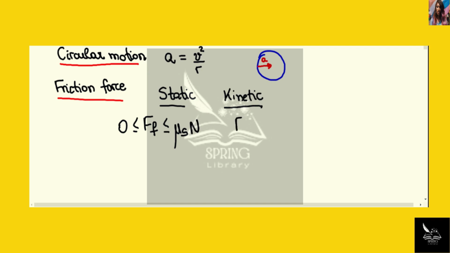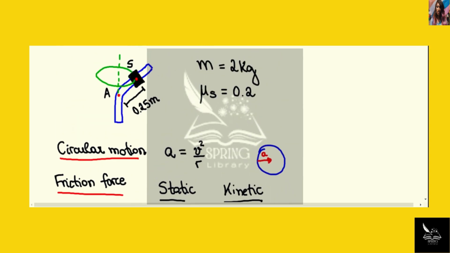The kinetic friction, on the other hand, has a force that is equal to the coefficient of kinetic friction, μk, times the normal force. And with this information, we can go on to our problem. So what we have is a spool represented by the letter S that's attached to this inclined rod shown here in the picture. And the distance between point A and the spool S is 0.25 meters.